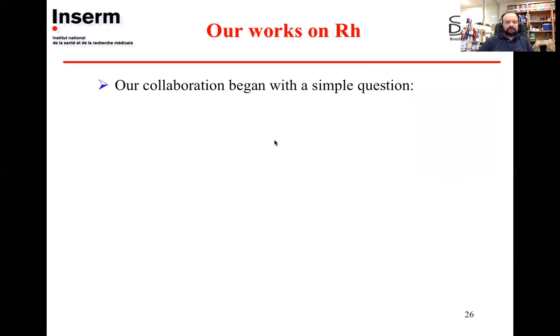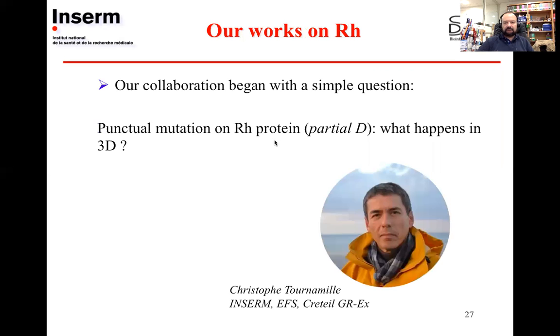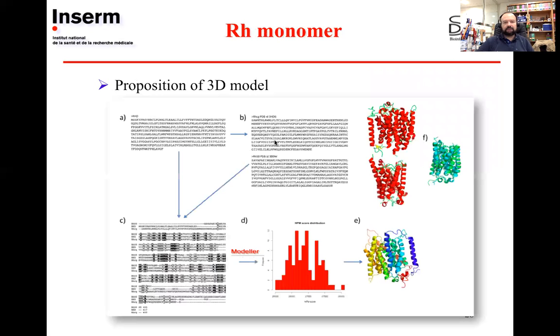Okay. So some years ago, our collaboration began with very simple questions. Christophe Tournamil arrived and tell me, I have a new RH variant associated to transfusion events. It's a partial D. Okay, that's the terminology in transfusion. So he asked me what happens, in fact, in 3D. What is the impact of this mutation? So I have proposed structural models.